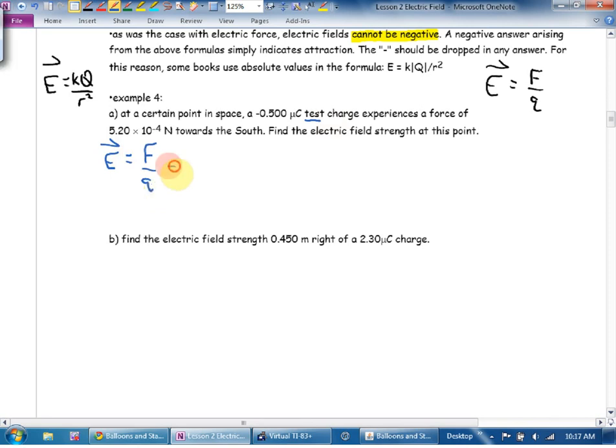It's going to be 5.2 times 10 to the negative 4 all over 0.5, and micro, we said, means 10 to the negative 6. Why didn't you put a negative in? We said for electric field, we don't put negatives in for charge.